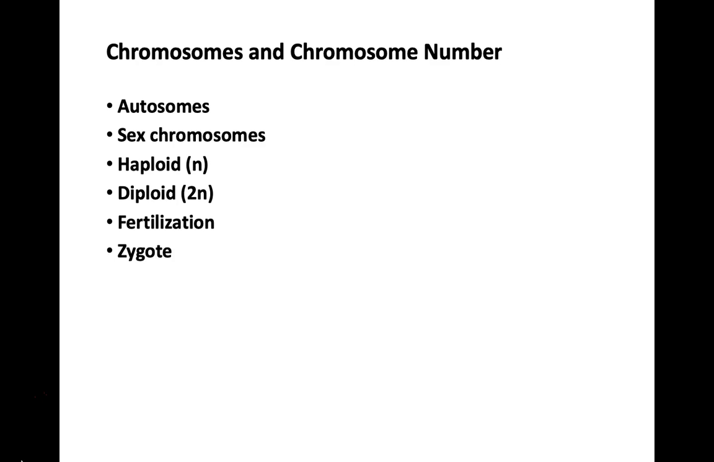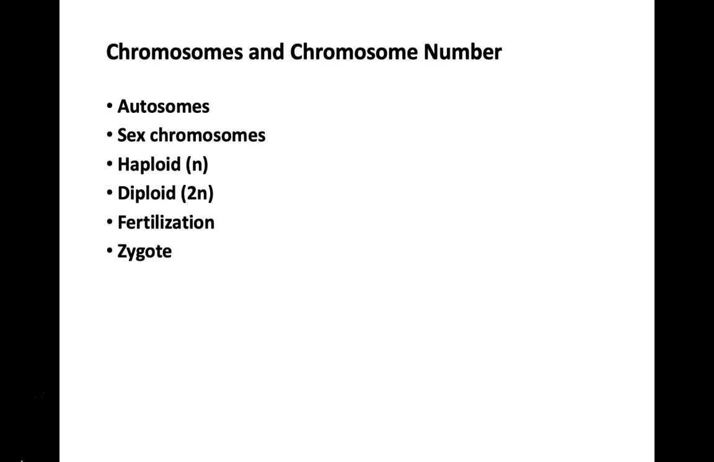So we have a few new terms that we need to talk about. And these relate to chromosomes and reproduction. So autosomes are chromosomes that are not the X and Y chromosomes. The X and Y chromosomes are the sex chromosomes. They help to determine the sex of an organism. In humans, we have 23 types of chromosomes. 22 of those types are autosomes, and then the other are the X and the Y chromosomes.